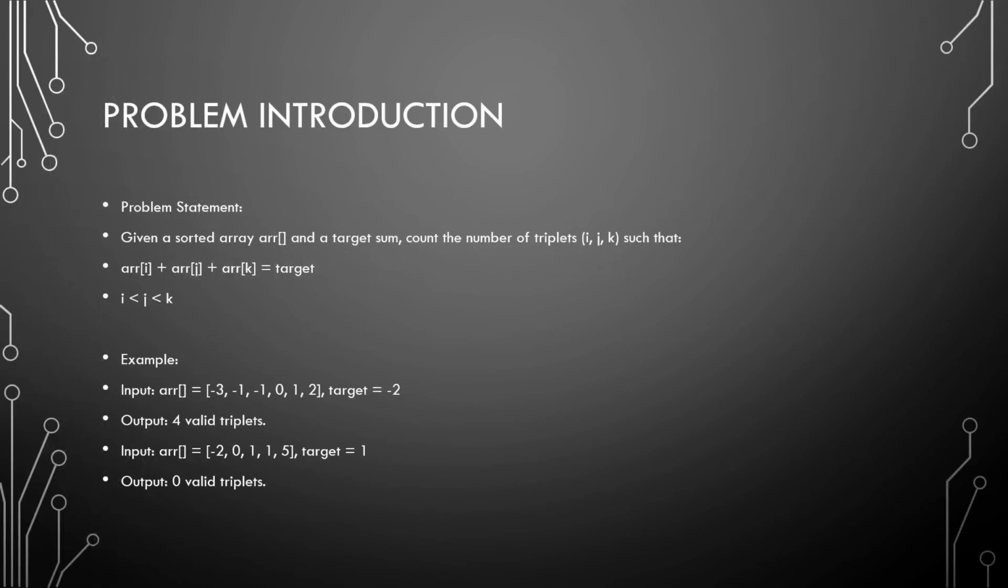Our problem statement involves a sorted array where we are tasked with finding all the triplets that sum up to a specified target. The challenge is to count all unique triplets that satisfy the equation arr[i] + arr[j] + arr[k] equals target, where j is greater than i but less than k. As we look at some examples, we will understand how the solution unfolds. For instance, given an array containing the elements -3, -1, -1, 0, 1, 2, and a target of -2, the solution yields 4 valid triplets.